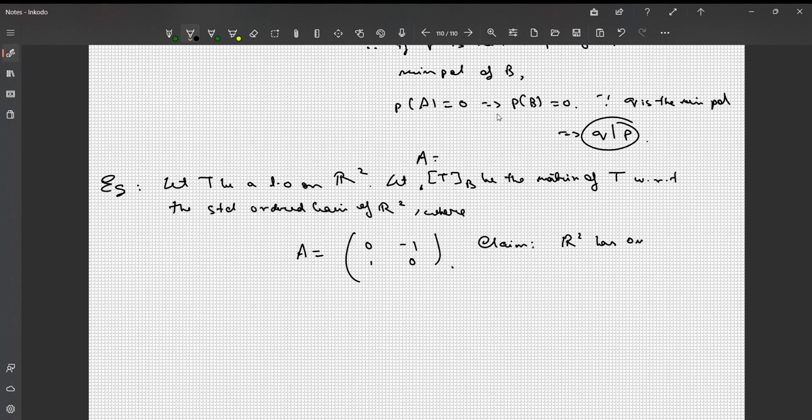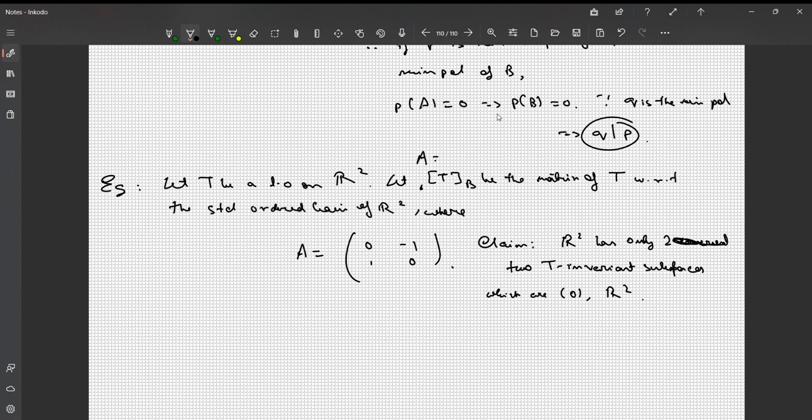Then claim: R2 has only two T-invariant subspaces, which are the zero subspace and the whole space R2. Now, the zero subspace and the whole space R2 are indeed T-invariant, right? That is quite trivial to observe.